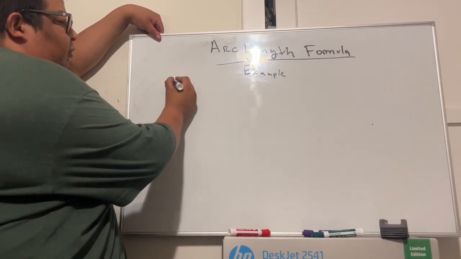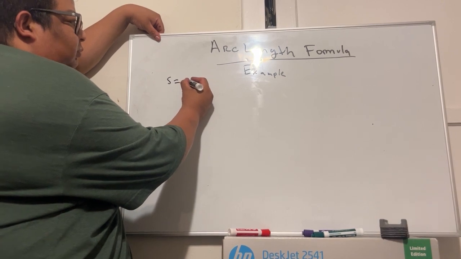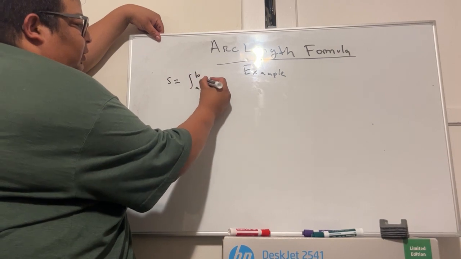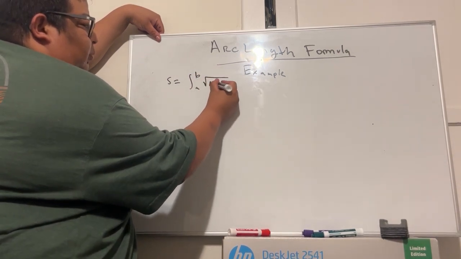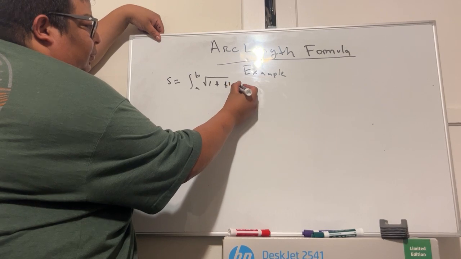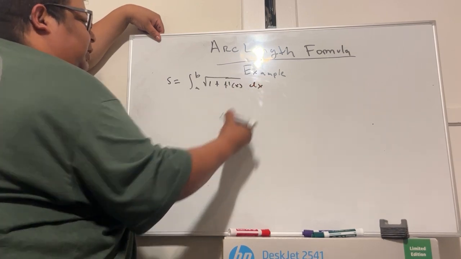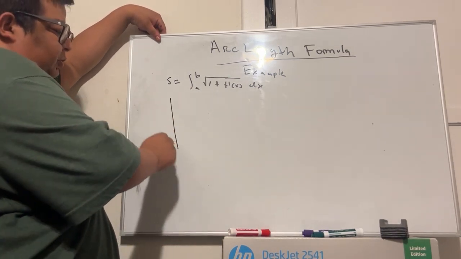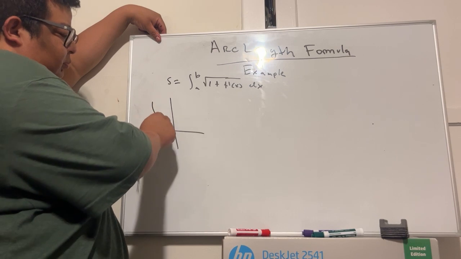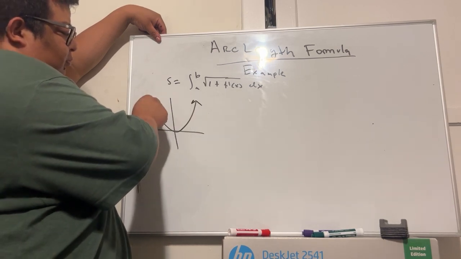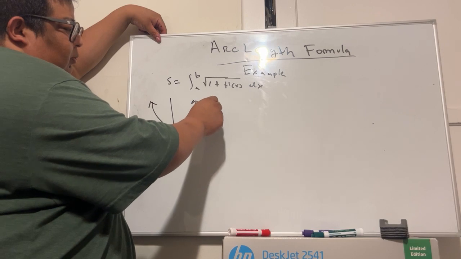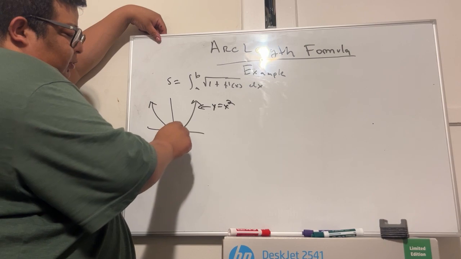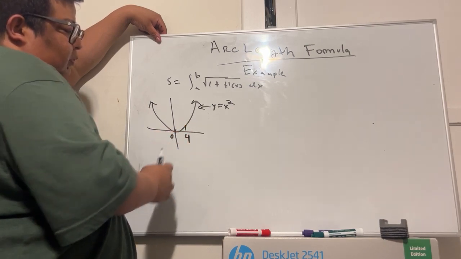So remember, the formula states that S, the arc length, is equal to the integral from A to B of the square root of 1 plus f prime of x squared dx. So let's say we have a function, a parabola, y equals x squared, and we're going to compute it from 0 to 4.